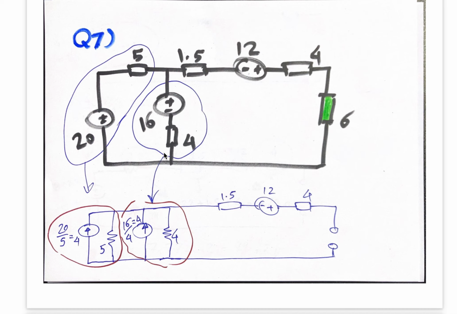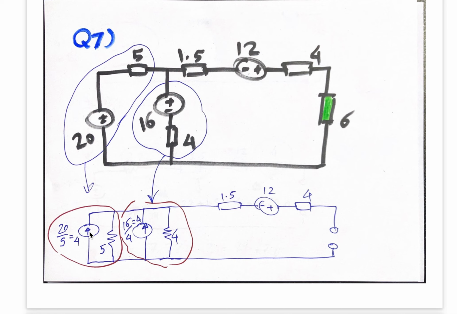Here we say you should go through successive conversions of Norton Thevenin or Thevenin Norton equivalent circuits. So you have to use this method, otherwise even if you find the VTH and RTH correctly, you won't get any marks for that. So how to convert Thevenin to Norton? You replace the voltage source with the current source and use the same resistor in parallel.